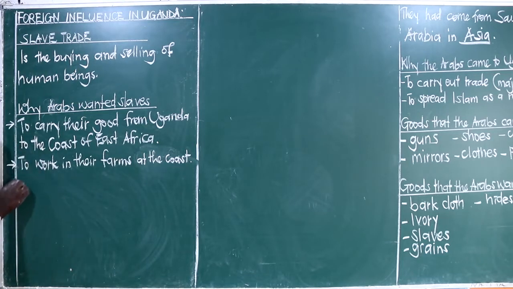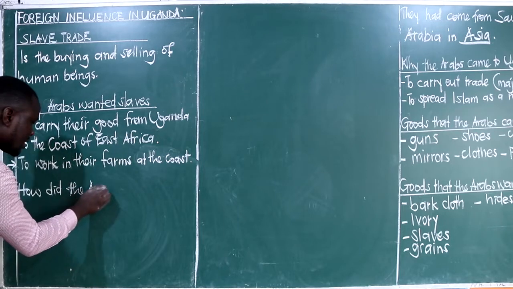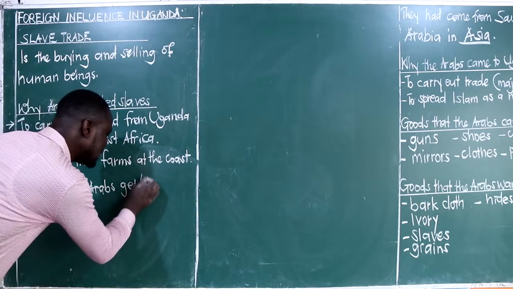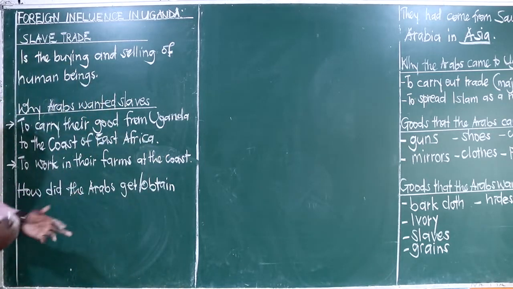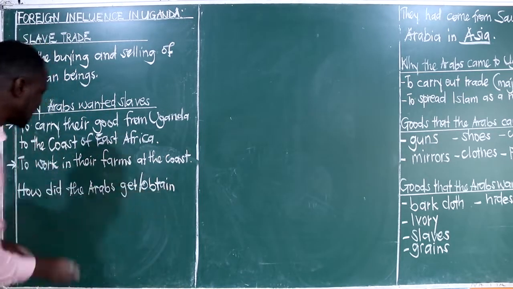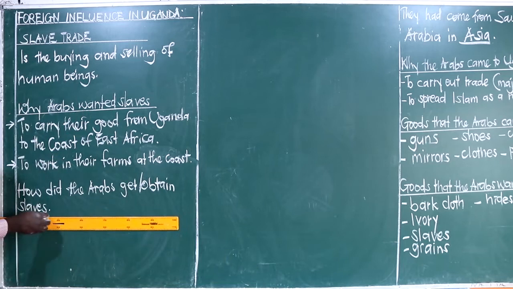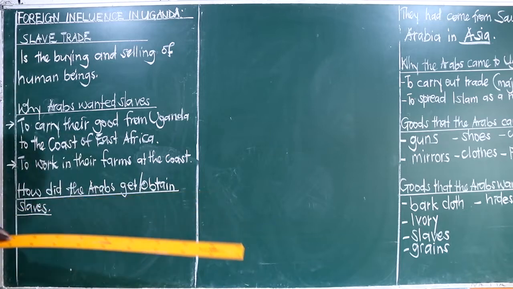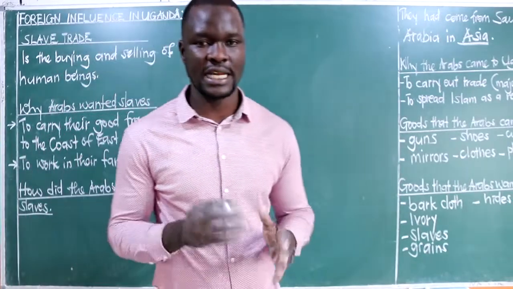And then we also want to note, how did the Arabs get these slaves? Sometimes we can be given the word obtain. Don't get confused. What is the meaning of obtain? That is to get. How did the Arabs get or obtain slaves? Meaning these people that they could buy, or that they wanted to help them carry. How are they getting them? Still, we are going to have two ways the Arabs could obtain or get slaves.